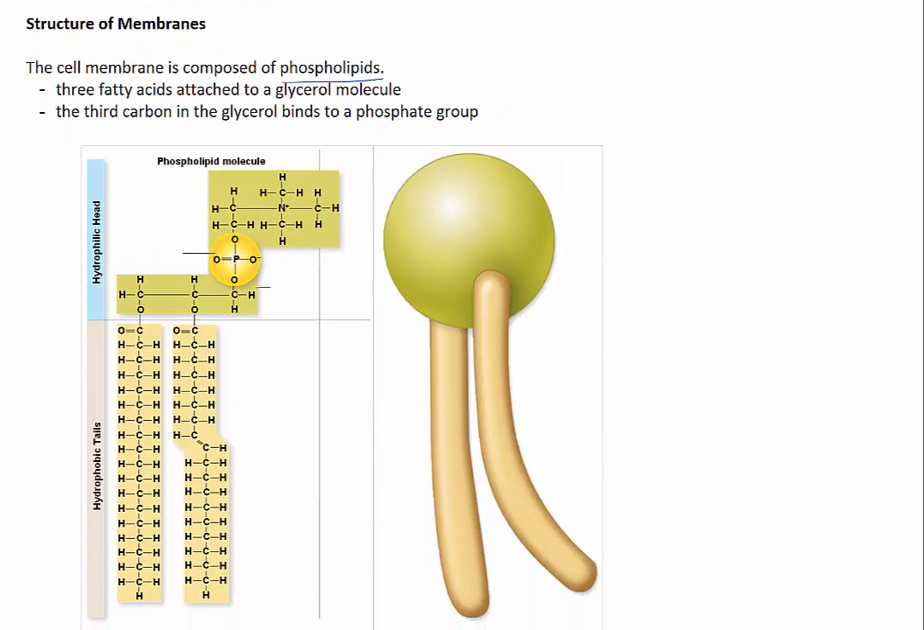The cell membrane is composed of phospholipids, which are organic molecules that resemble triglycerides, which, if you remember, is a type of lipid. So in a triglyceride, 3 fatty acids attach to a glycerol molecule. This makes it a triglyceride. But in a phospholipid, glycerol bonds only to 2 fatty acids, and the 3rd carbon in the glycerol binds to a phosphate group attached to additional atoms, and this makes it a phospholipid.